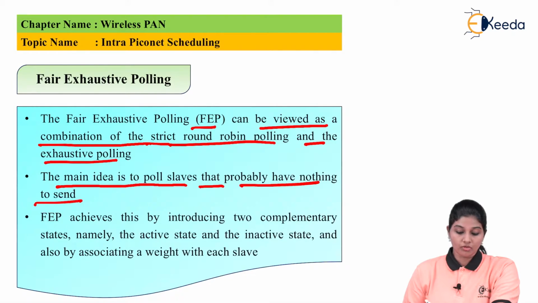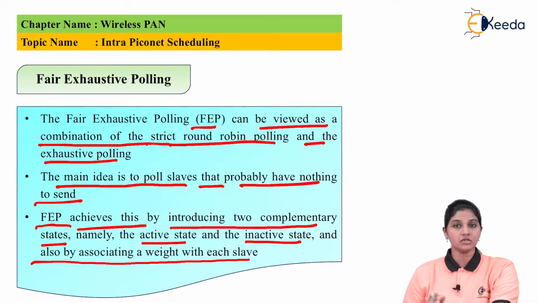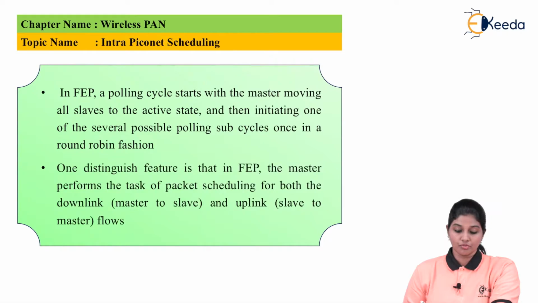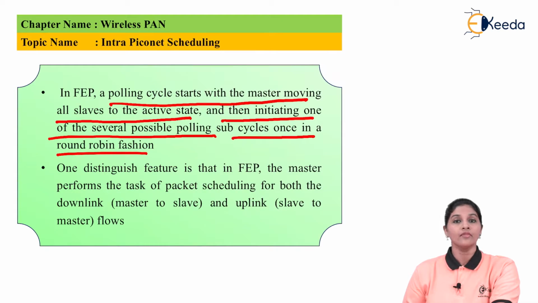Fair exhaustive polling achieves this by introducing two complementary states, namely the active state and the inactive state, and also by associating a weight with each slave. So here the devices are distinguished by using the two states, active and inactive, and for every state there is a weight value assigned to that particular slave. Now, in fair exhaustive polling, the polling cycle starts with the master moving all the slaves into the active state, and then initiating one of several possible polling subcycles in a round robin fashion. That means initially all the devices become active participants.